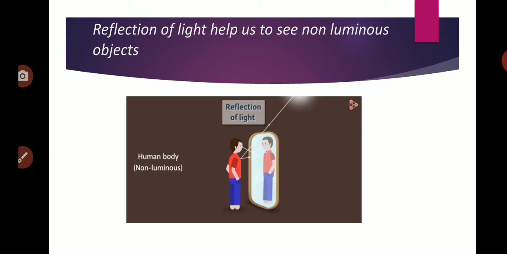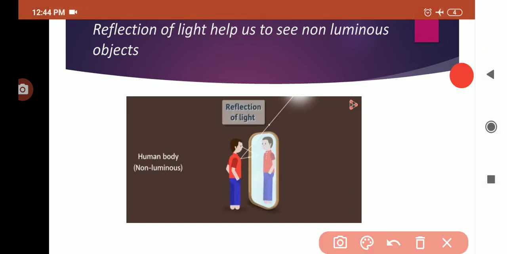We human beings are also non-luminous objects. We don't emit our own light, but still every day we see ourselves in front of a mirror. So how is it possible? Let us clear it. When we stand in front of a mirror, we can see our image in the mirror as well. So how is it possible?